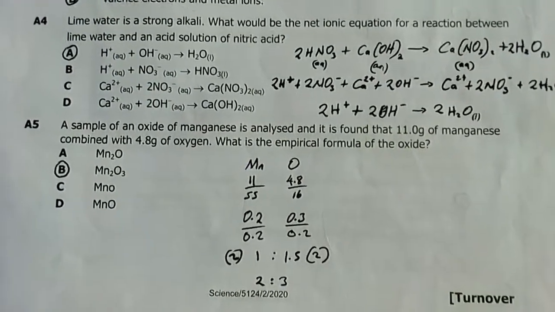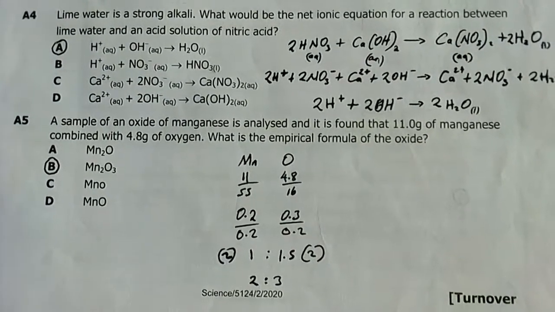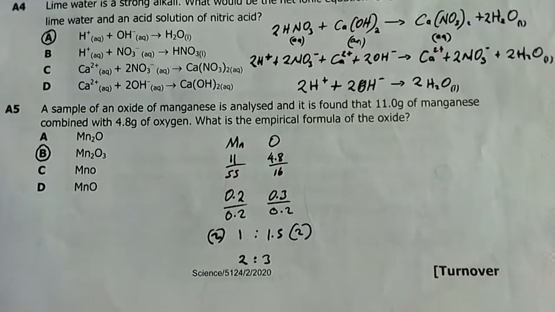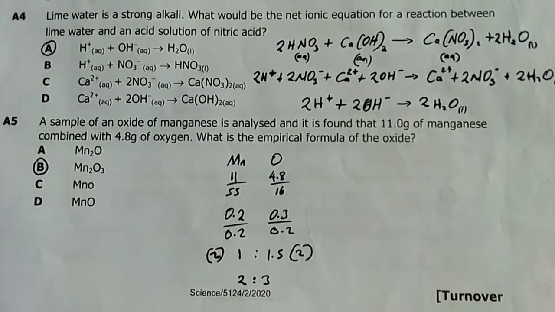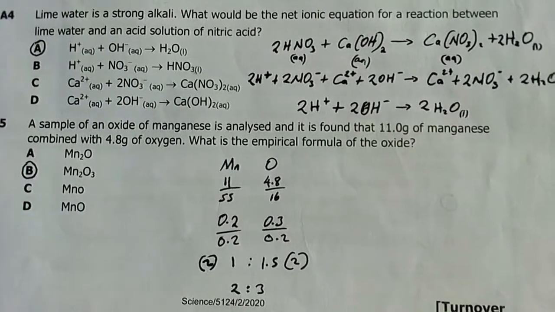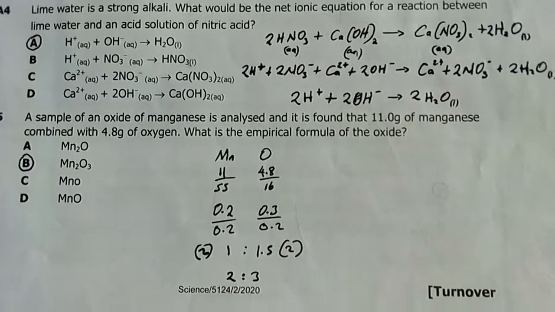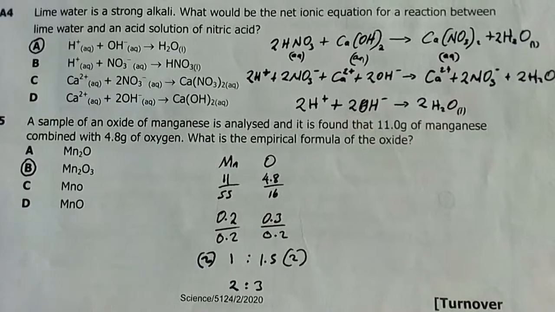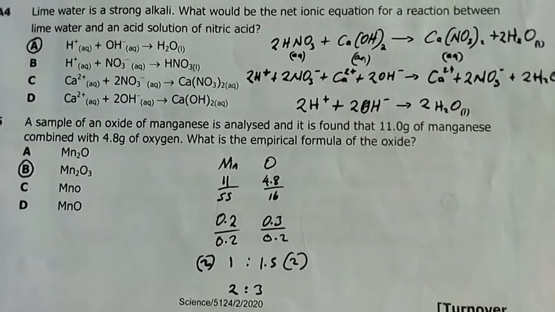Number five, the sample of an oxide of manganese is analyzed, and it is found that 11.0 grams of manganese combined with 4.8 grams of oxygen. Okay, what is the empirical formula of the oxide? What is the empirical formula?